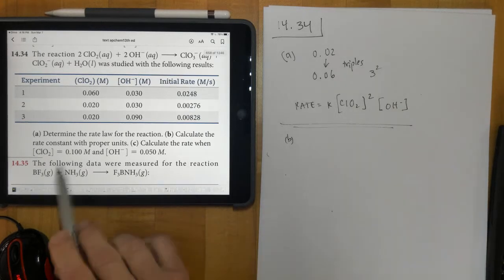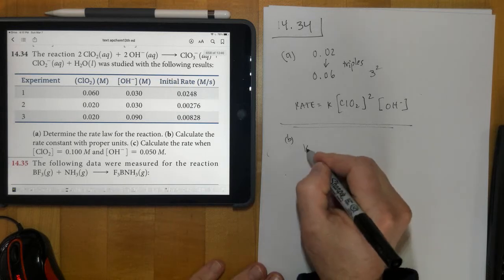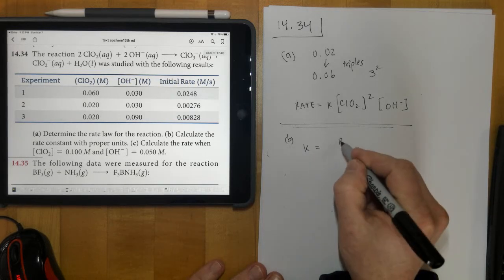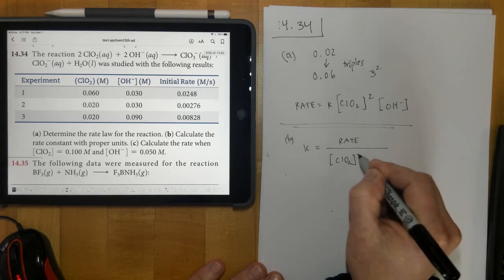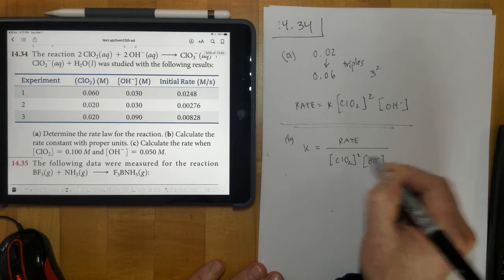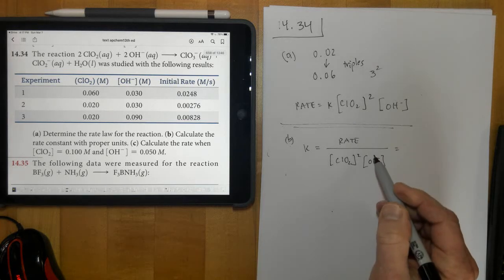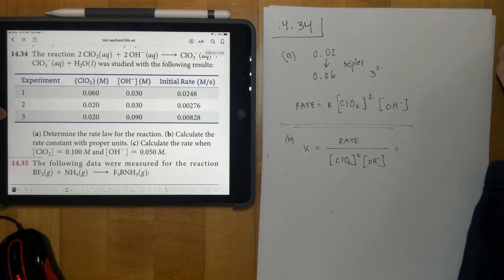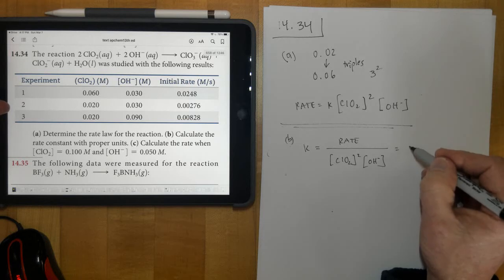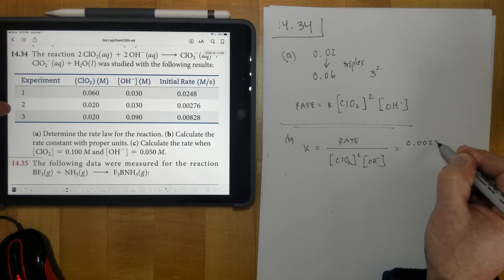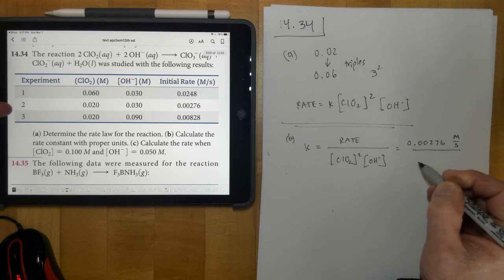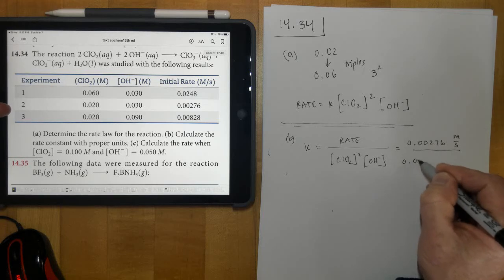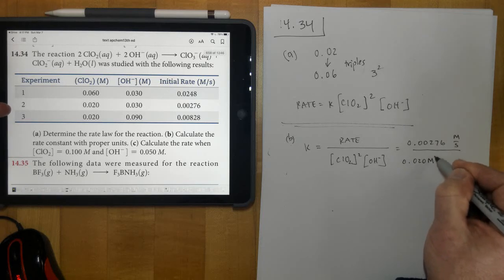Letter B, it says calculate the rate constant with proper units. So solving this for k, we'd end up with rate on the top, divided by [ClO2] to the second power times [OH-] to the first power. And now take any experiment and put that in there. I'm going to choose experiment 2 just because I want to kind of switch it up. And so this is equal to the rate, which is 0.00276 molarity per second.